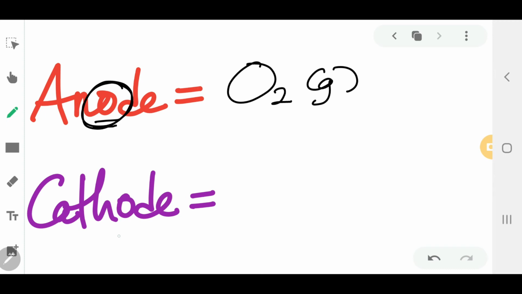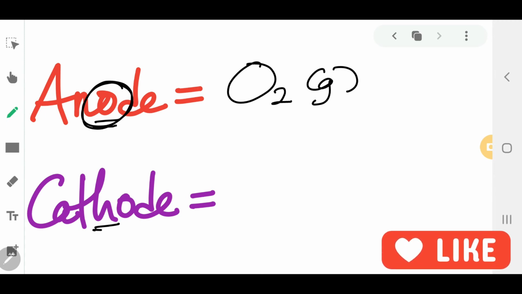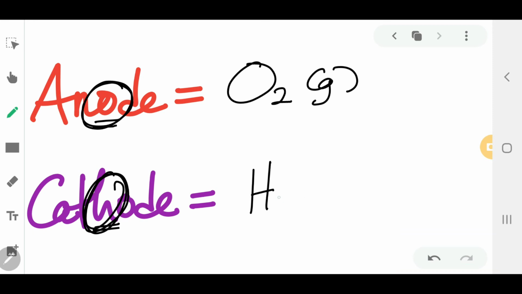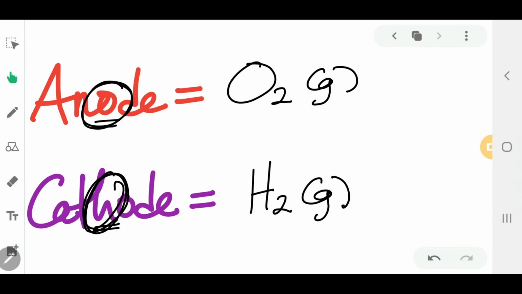So the middle letter for cathode is right here, H. Okay, so that is the middle letter of cathode. You're going to write H over here, and you're just going to put 2, and you put the gaseous state. So this is how you're going to identify the gas on the product side for both anode and cathode. Another tip for this part is that you will be able to identify which gaseous products will be formed at the anode and cathode just by looking at the word itself.